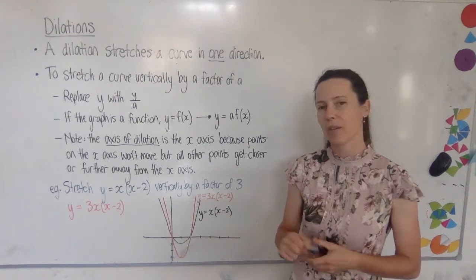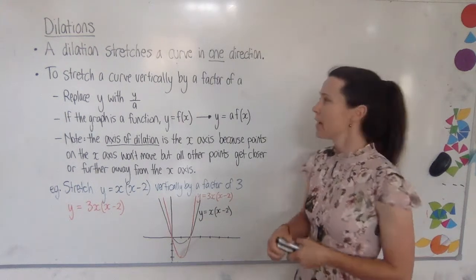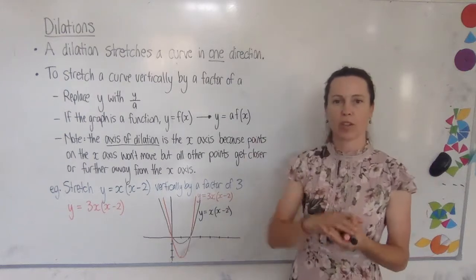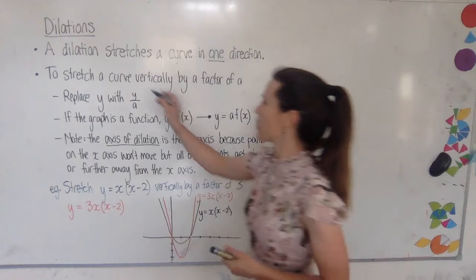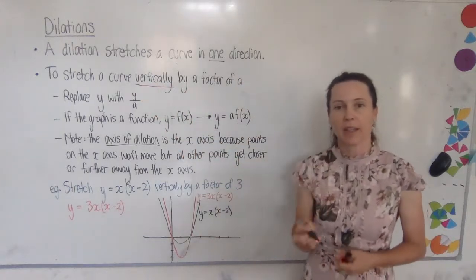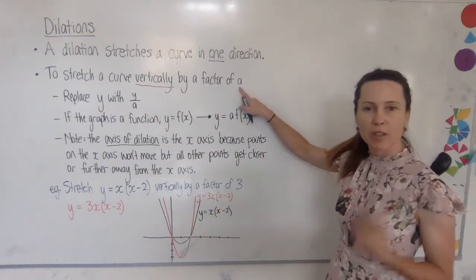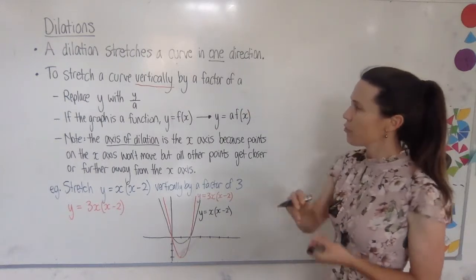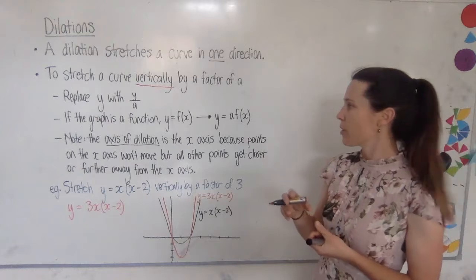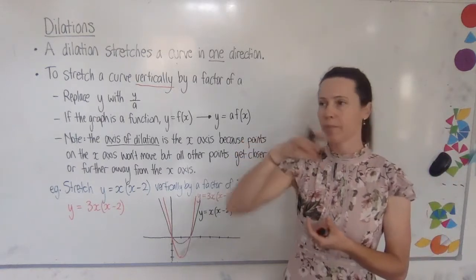The next transformations that we're going to look at are dilations. Now, dilation stretches the curve in one direction or the other. So first let's look at what happens when we stretch a curve vertically. Now, we always talk about the factor that we're going to stretch it by, and we define that factor as A. Now, if we're stretching vertically, it means that we're going to change the y parameter.